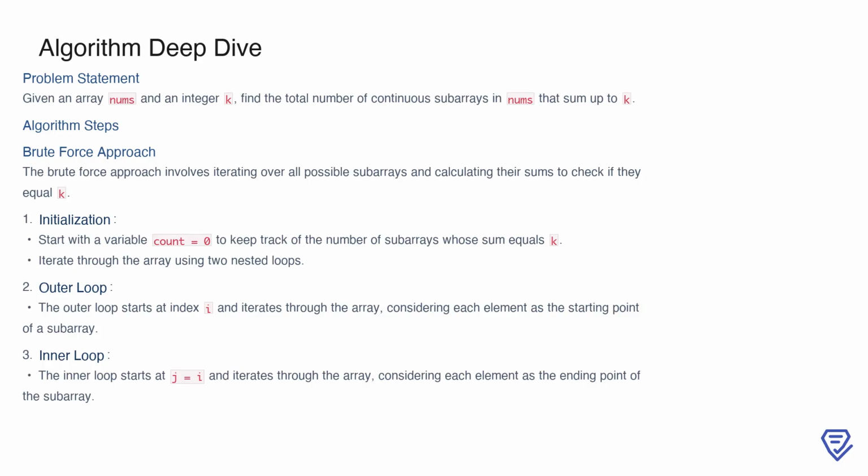Then, we use two nested loops. The outer loop iterates through each index i in the array, treating it as the starting point of a subarray, while the inner loop iterates through all possible ending points j for the subarray starting at i. The idea is to explore every possible subarray by varying both the starting and ending indices.